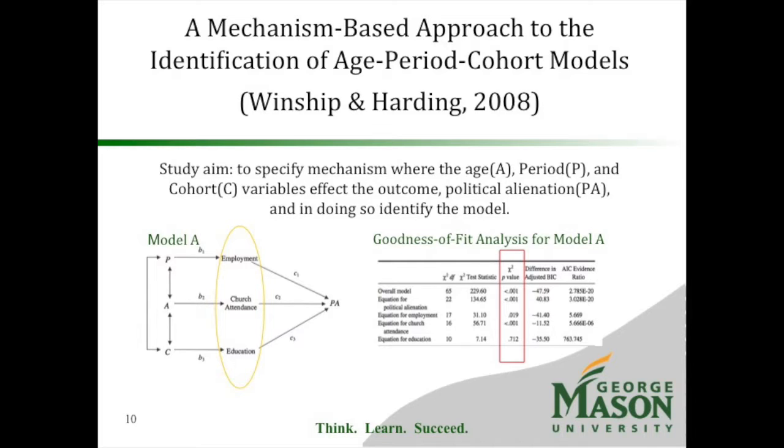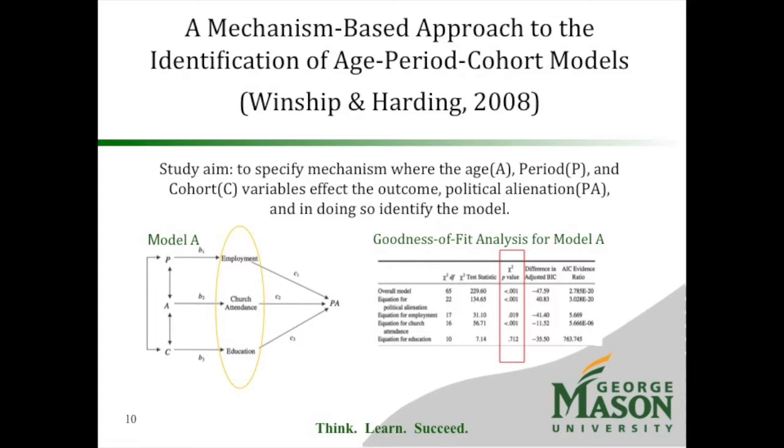To illustrate more, here is a more detailed example. A study by Winship and Harding. The study aims at specifying the mechanism by which the age, period, and cohort variables affect the outcome, political alienation. Model A represents the independent variables P, A, C, corresponding to period, age, and cohort, moving toward the outcome variable through intervening variables: employment, church attendance, and education. The causal effect of P, A, and C on the outcome is estimated as B1C1, B2C2, and B3C3.